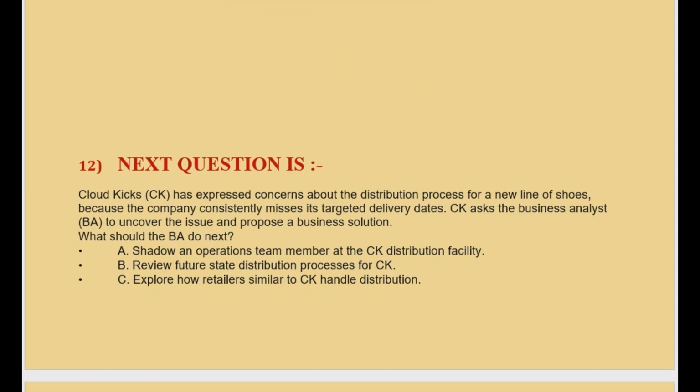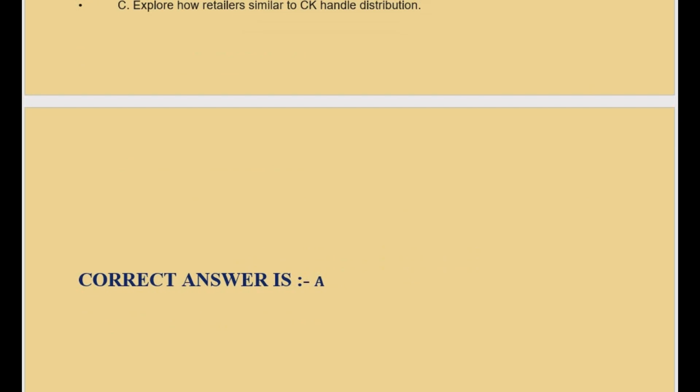Question is, CloudKicks (CK) has expressed concerns about the distribution process for a new line of shoes because the company consistently misses its target delivery dates. CK asked the business analyst (BA) to uncover the issue and propose a business solution. What should the BA do next? Option A. Shadow an operations team member at the CK distribution facility. Option B. Review future state distribution process for CK. Option C. Explore how retailers similar to CK handle distribution. Correct answer is option A.